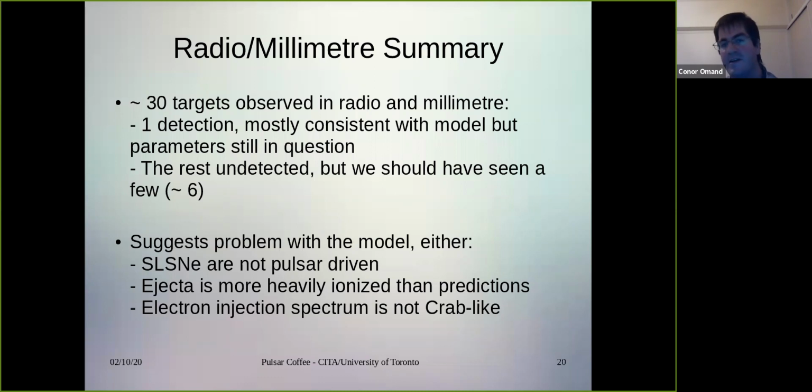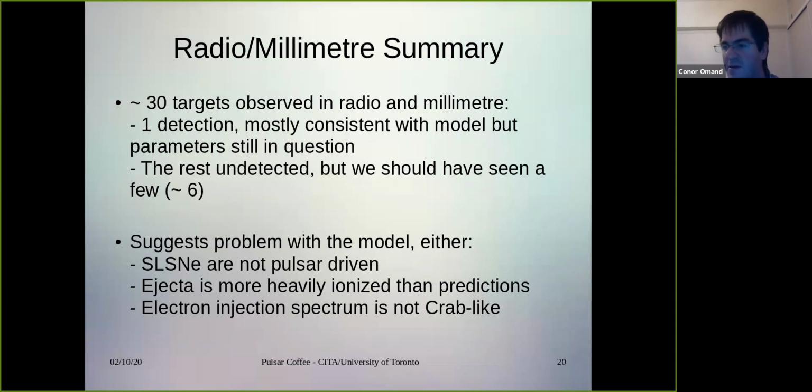And the rest of them were undetected, but we should have seen a few based on these models. About 6 or so, maybe even more, 8 or 9 we should have seen. And so these non-detections suggest that there's some kind of problem with the model that we're using. Either these supernovae are not pulsar driven, which is obvious, we're just completely wrong, but that's kind of the last resort, so we don't want to go there quite yet. The ejecta could be more heavily ionized than what we predict, and so therefore there's more absorption.